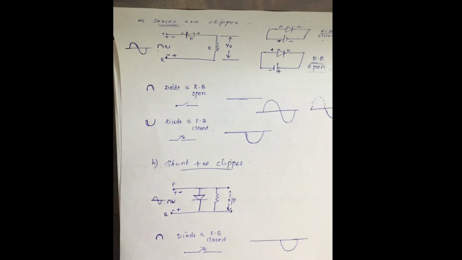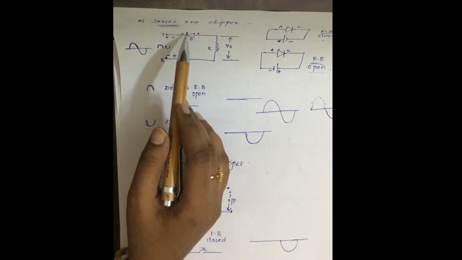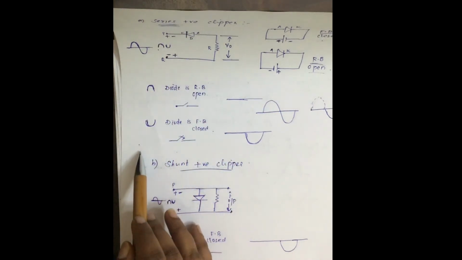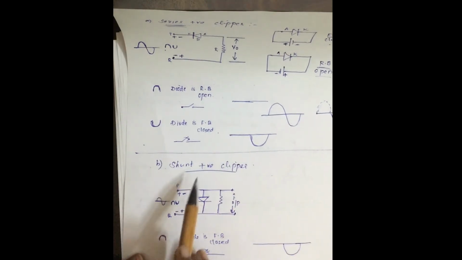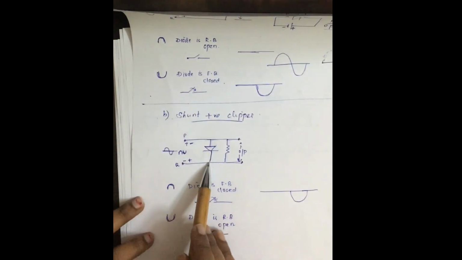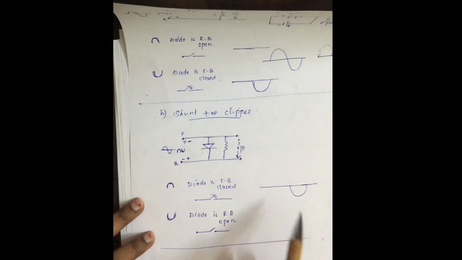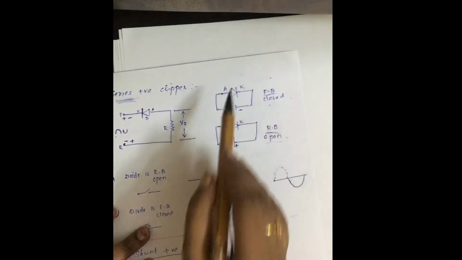You are just clipping the positive half cycle of the given input. This can be done in two ways, either connecting a diode in a series way or connecting a diode in a parallel way. Connecting a diode in a series way, this is the operation. Connecting a diode in a parallel way, this is the operation. Just remember this concept alone.